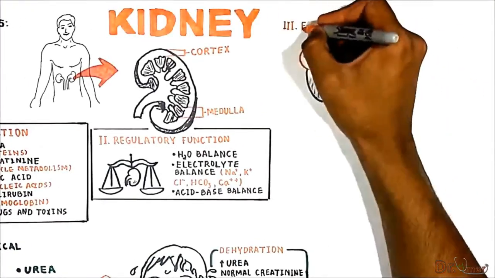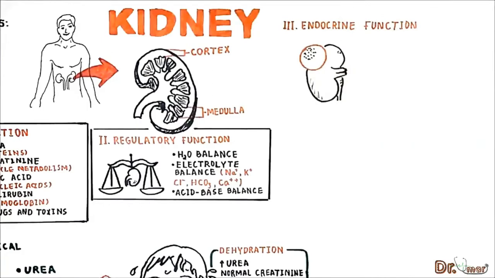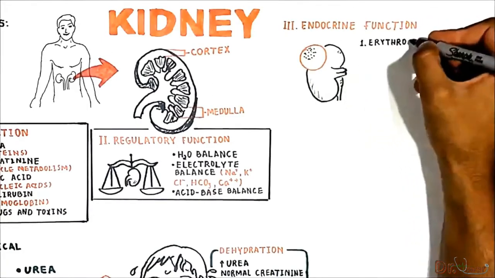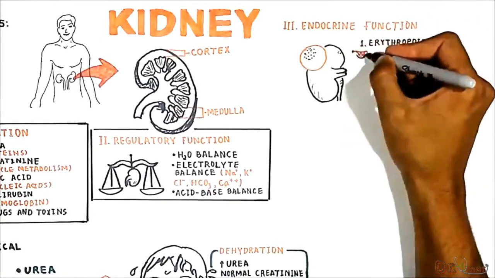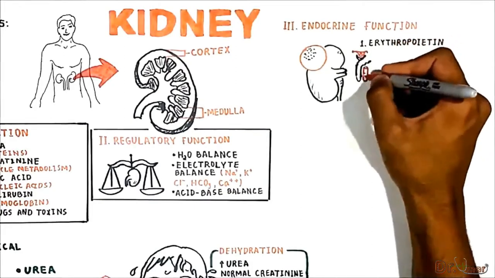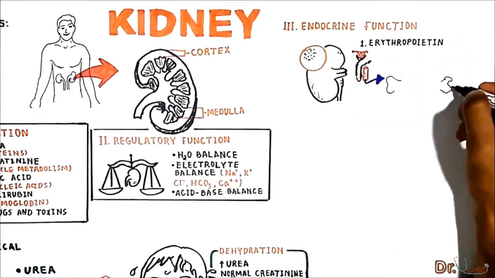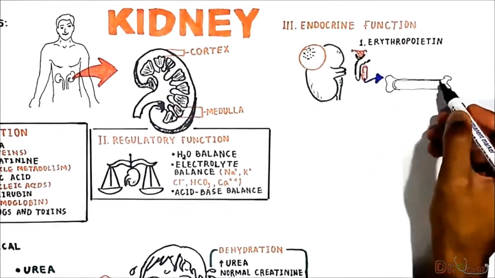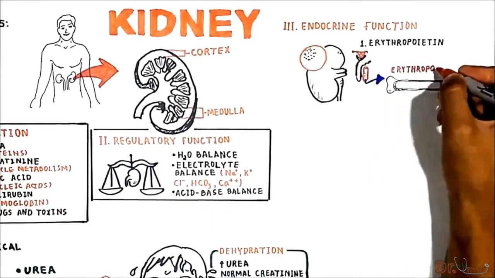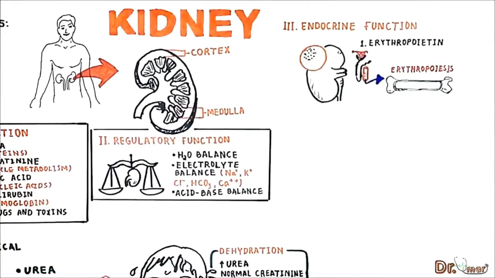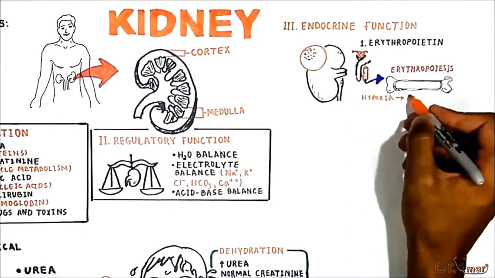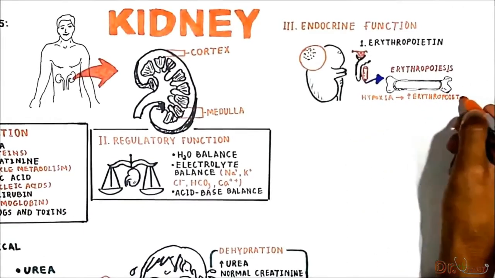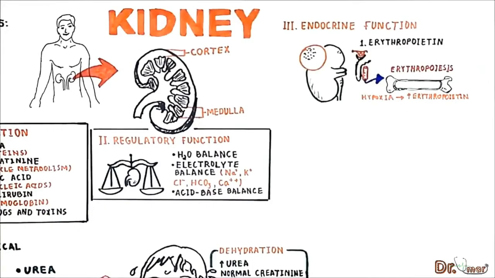As for endocrine function of the kidney, the first hormone secreted by kidney is erythropoietin. This hormone is secreted by endothelial cells in peritubular capillary bed. It is important to know that erythropoietin controls erythropoiesis, or red blood cell production, in the bone marrow. These cells are very sensitive to oxygen level of the blood. Under hypoxic conditions, these cells produce more erythropoietin, further facilitating erythropoiesis.